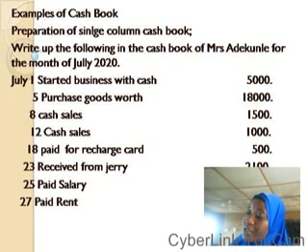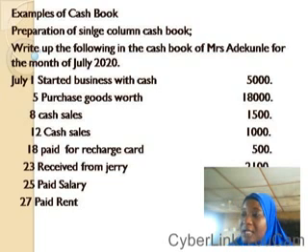When you want to prepare single column Cashbook, you must obey your double entry rules, that is debit side and credit side. Then your rows will be based on the items you have in your question. For example, prepare a single column Cashbook. Write up the following Cashbook of Mrs. Adekunle for the month of July 2020. The question goes like this.